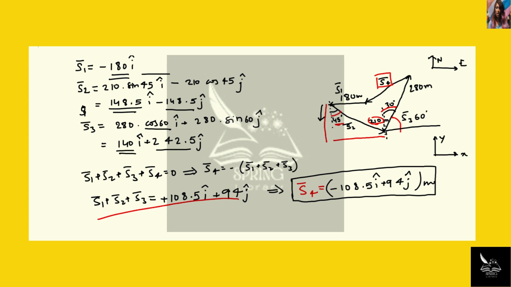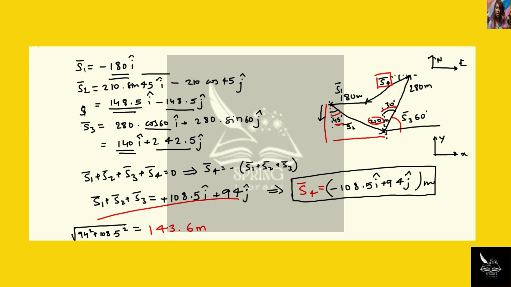Now, to find the distance, we simply need to find the length of S4, which is simply the square root of the sums of the squares of the components. 94 squared plus 108.5 squared, which turns out to be 143.6 meters.